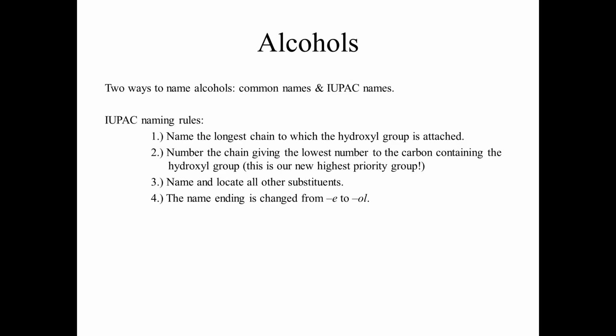The next step is to number that chain such that that carbon, the one the OH is on, gets our lowest number possible. Okay? When it's in a ring, that's by default number 1. We've seen that before. But if it's in a straight chain, you can number in one of 2 directions. So we're going to number such that the carbon the OH is on gets the lowest possible number.